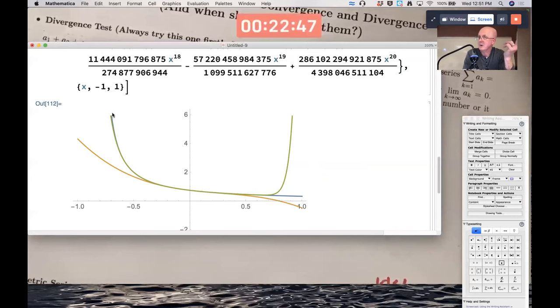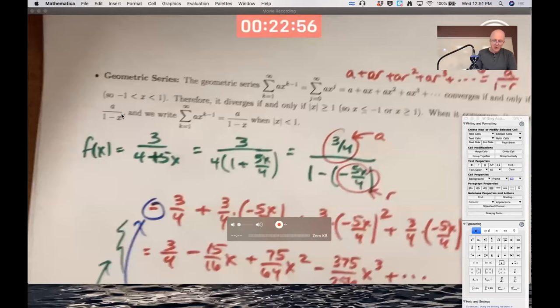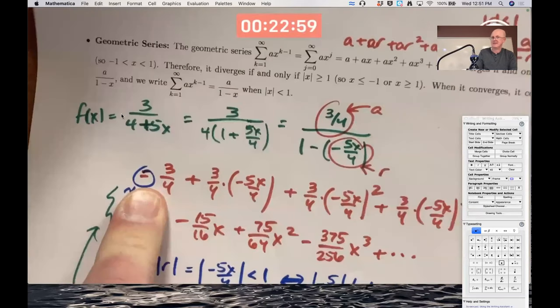In the limit, as the number of terms goes to infinity, the partial sums approach the actual function when x is between negative 4/5 and positive 4/5. They're actually equal to each other. You do get equality in the infinite sum.